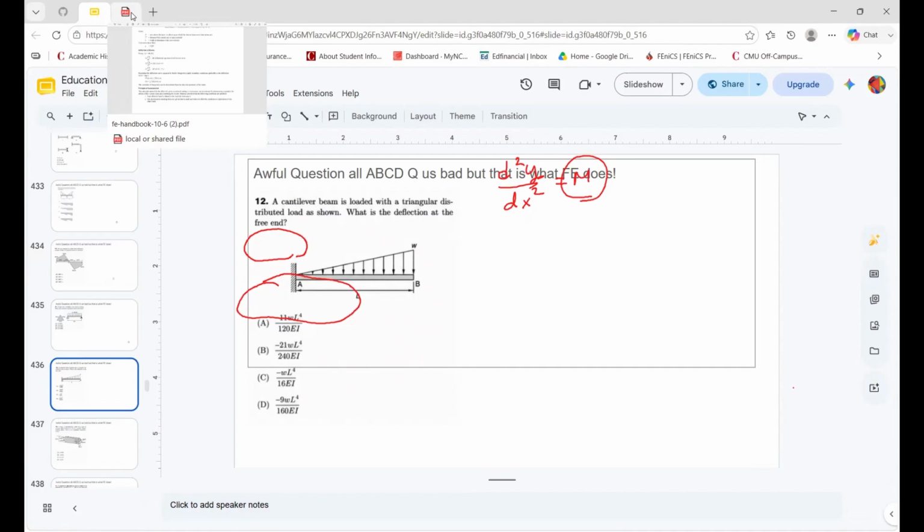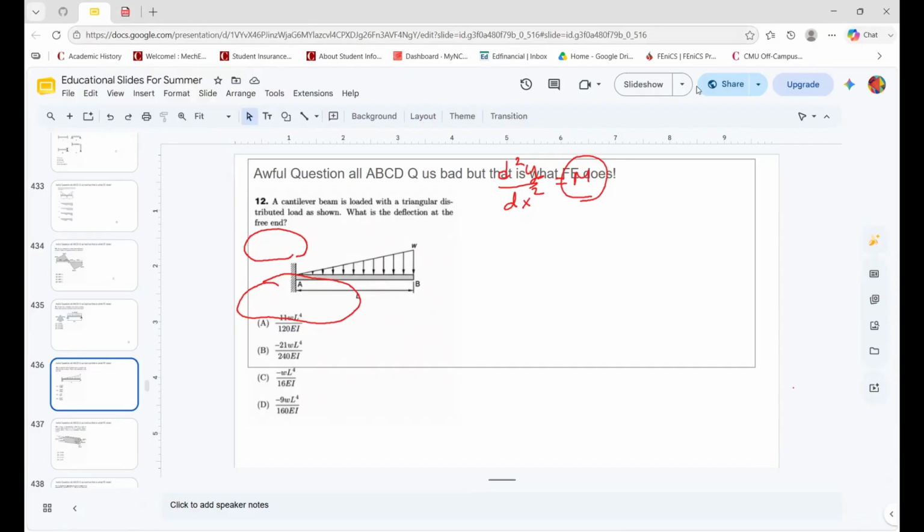Anyways, with that in mind, we can now do moments over here, and we need global moments first. As always, we do global moments. So we can just do the sum of moments about A, and the summation of Y, and then we can do all the fancy stuff. But you get the point.